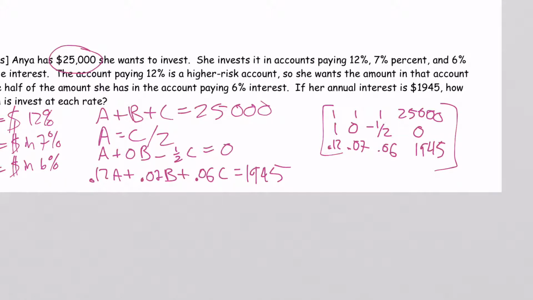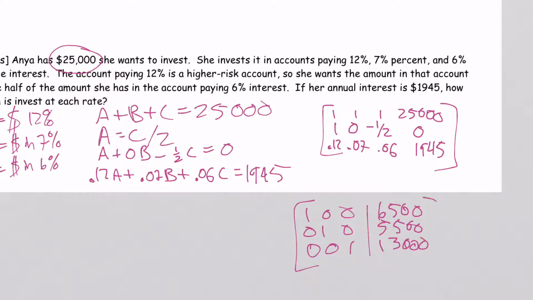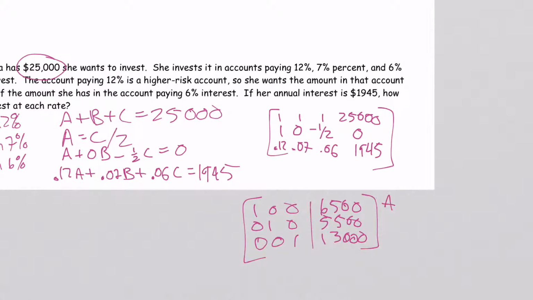So RREF that using the same process as shown in problem number 4. And you should end up with the matrix printed to your screen that, again, gives you an identity matrix on the left, so it looks like that. And then on the right, we should end up with 6,500, 5,500, and 13,000 right there, which again corresponds to A, B, and C: the 12% account, the 7% account, and the 6% account.